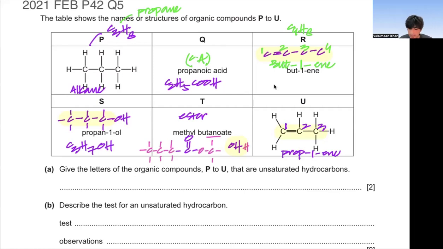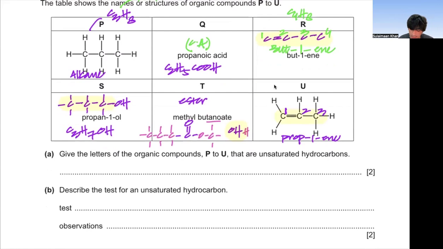अच्छा, now let's look at the question. It says give letters of the organic compounds P to U that are unsaturated. Unsaturated का मतलब क्या होता है? अब इधर 10 बच्चे गलती करेंगे probably. Unsaturated means that at least one carbon bond is not a single bond. No, it doesn't mean carbon double bond. Remember, unsaturated means that at least one carbon bond is not a single bond.